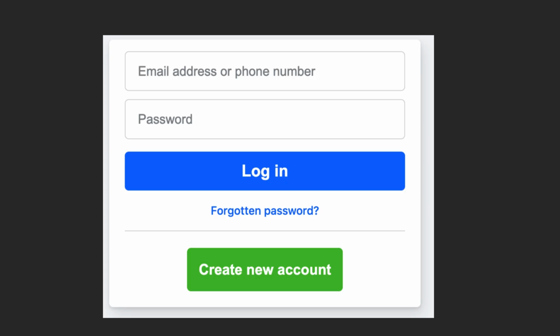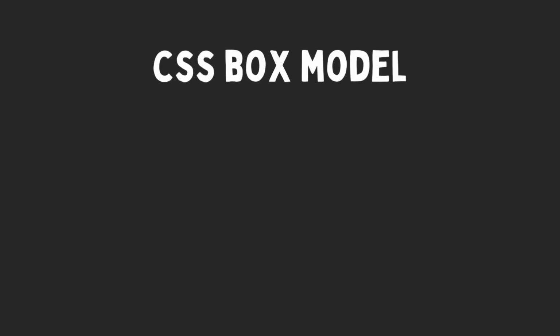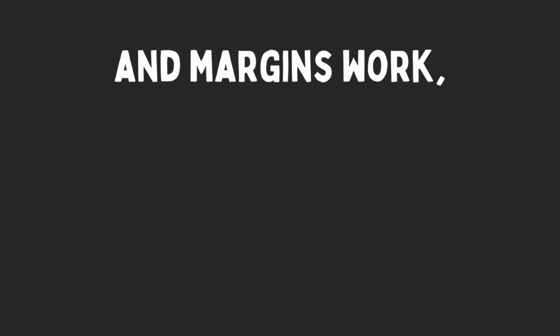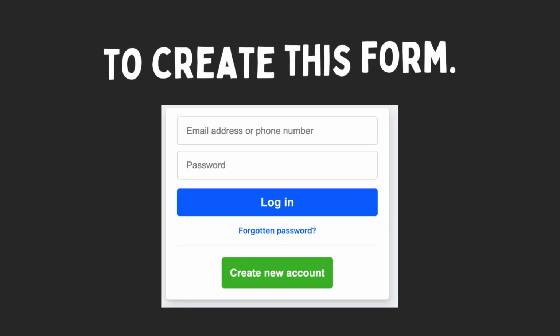And this is our form. That's the CSS box model in action. You've learned how the content box, padding, borders, and margins work, and we use them all to create this form.